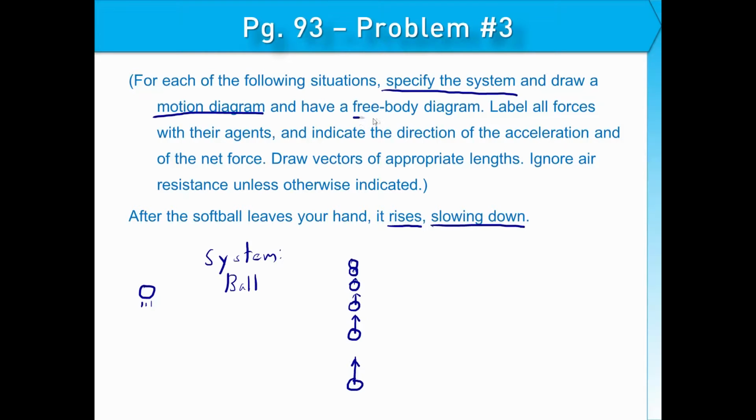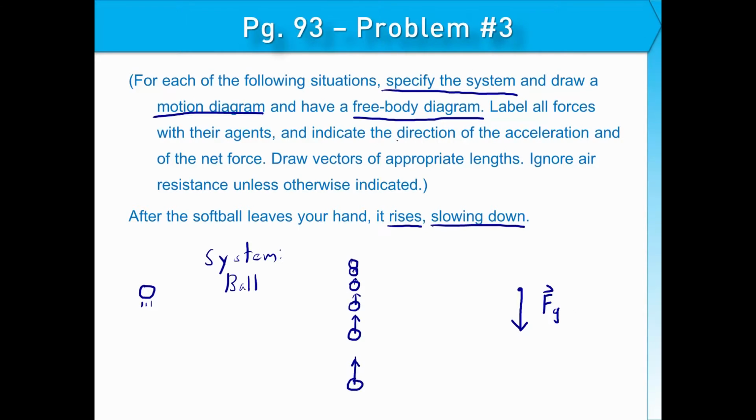Next, I'm going to draw a free body diagram. So I'm going to represent the ball as a dot. And because it's not touching any surface, there is no normal force, unlike in problem 2. So the only force that acts upon the ball is gravity. So I'm going to go ahead and draw a vector pointing downward, and I will represent that with the F. And this is my free body diagram.